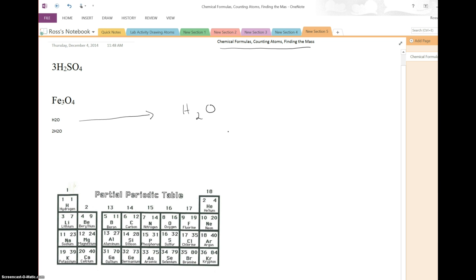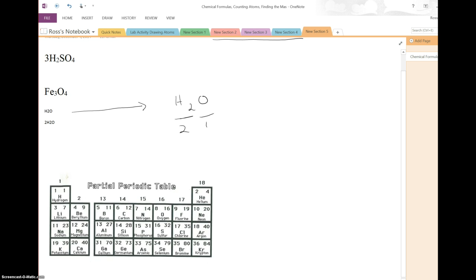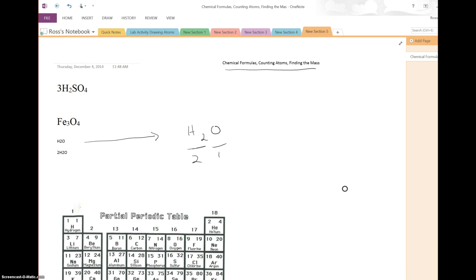It's almost like having 2x plus y. Something like that is what this is saying here. So we've got 2 hydrogens and 1 oxygen. So that means that we have a total of 3 atoms. Okay. Now, how many elements do we have? We've got hydrogen, we've got oxygen. So we've got 2 elements.